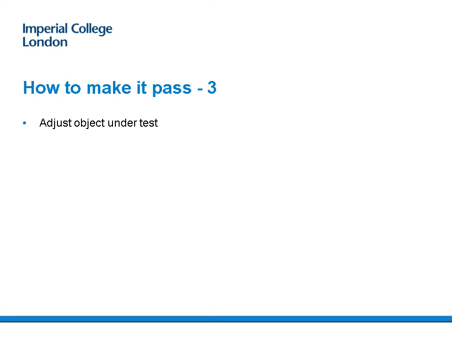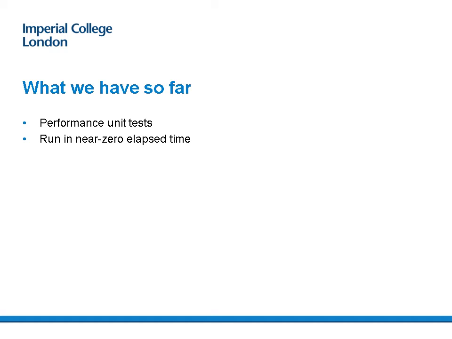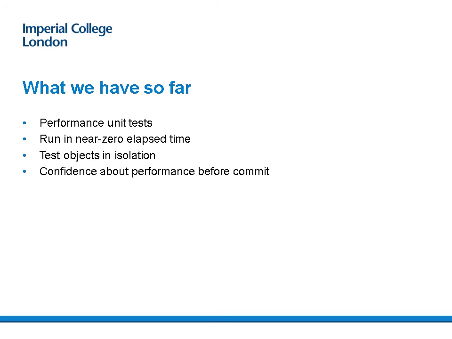So what we have done is we have a library that allows developers to write performance unit tests. These tests run in near zero time, and they can test the performance characteristics of objects in isolation. By using assertions, they can provide some confidence about the performance of something before it's even committed into source control. And because it's part of JUnit, it can integrate with automated building and testing systems.